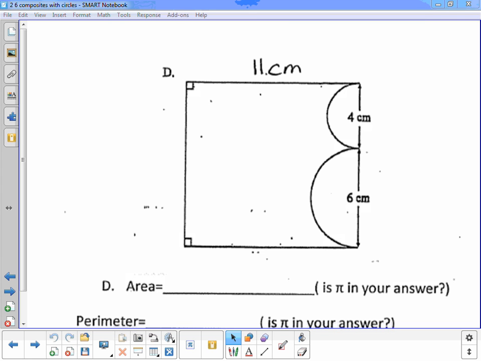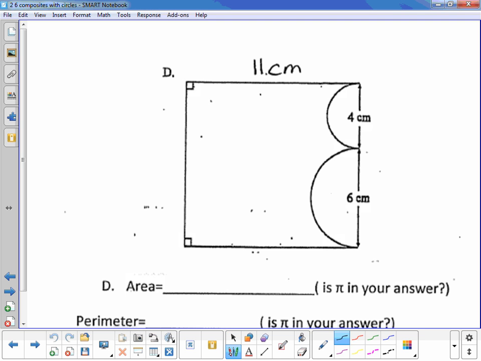All right, ladies and gentlemen, I'm making this video as a little review or mini tutorial about what we did in class today. So I'm using problem D from your notes. I'll start with the perimeter.